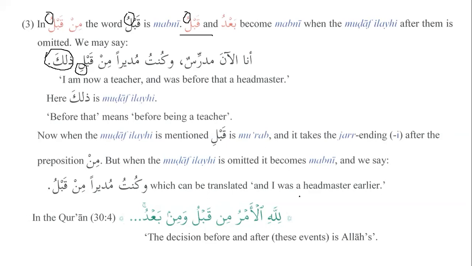Let's look at the example over here. وَكُنْتُ مُدِيرًا مِنْ قَبْلُ. So as you can see over here now, after that we don't have mudaf ilayh. That's why we can see here that I was the headmaster earlier, and here it has not declined. And we have the example from the Quran, لِلَّهِ الْأَمْرُ مِنْ قَبْلُ وَمِنْ بَعْدُ. So now we can see over here, it's confirmed from the Quran that when the mudaf ilayh is omitted, then they will be mabni ala dhamma. And when we have mudaf ilayh after that, then they will decline like a regular noun.